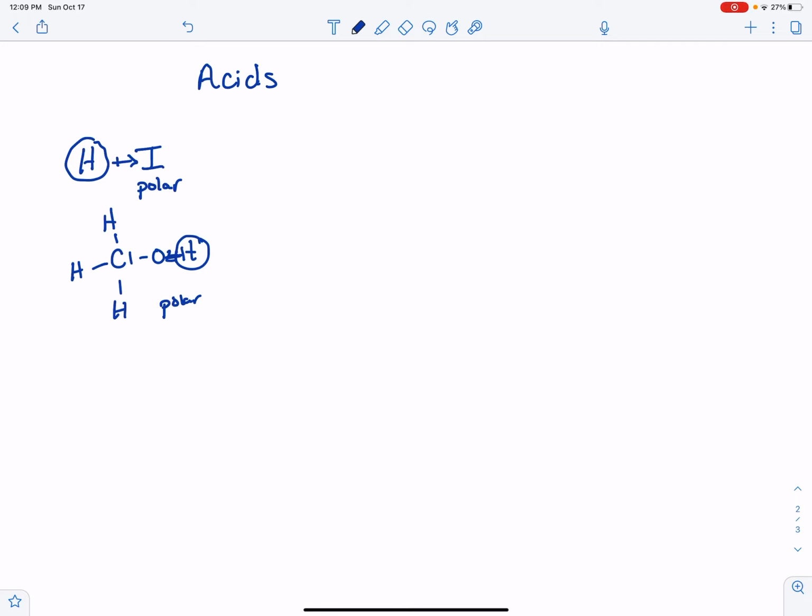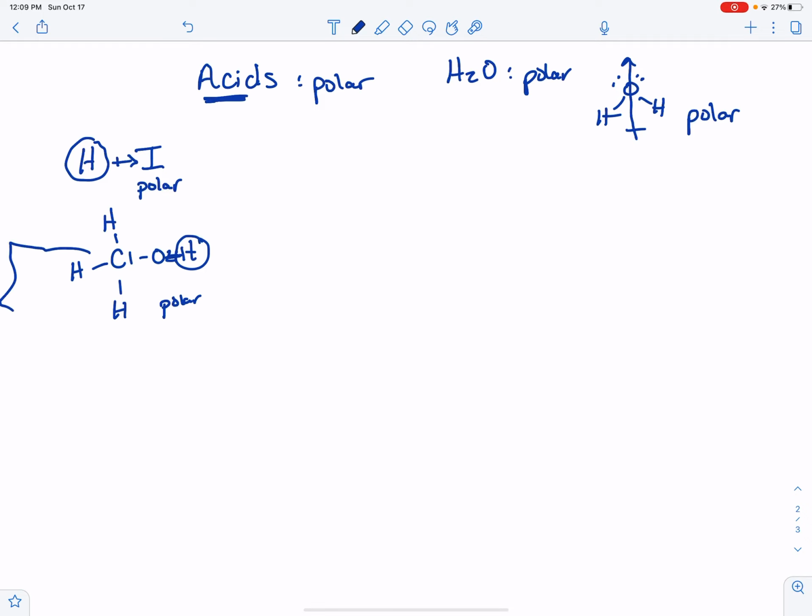Now, if you remember, water is also polar, like this. And it's got this overall dipole. So whenever something has a dipole, it's called polar. So if an acid is polar and water is polar, that means that they will dissolve into each other. Now, some acids, if they get big enough on one side with a lot of C's and H's, then sometimes that can affect how well they dissolve, but you would have to have a lot of C's and H's to affect that.